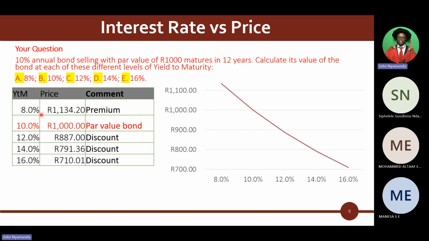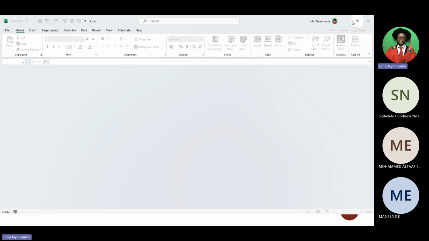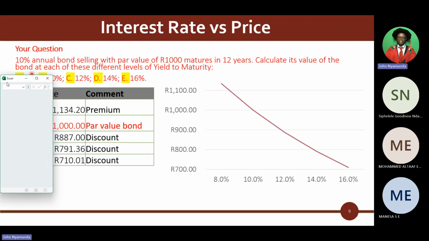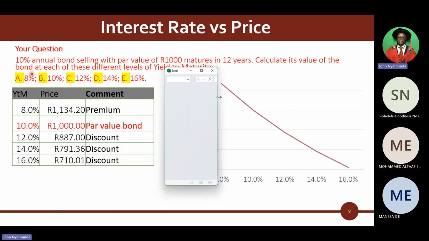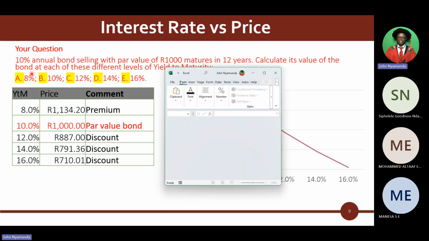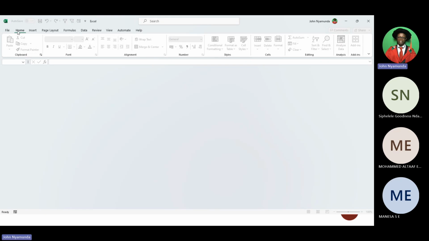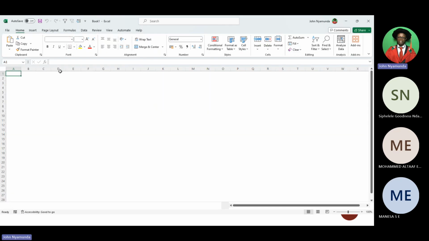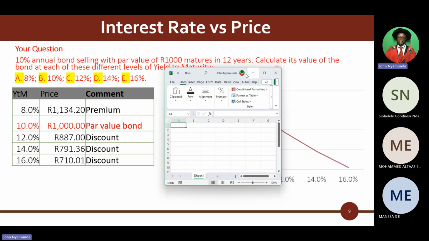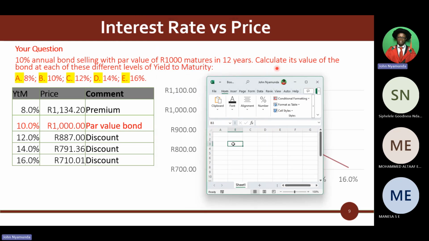Okay, let's do this thing quickly in Excel. Don't ask me a question. Can you use Excel in the exam? No, you can't. Use your calculator. But the calculator which I have here is the Excel. Okay, let me open a blank workbook. So we are saying it's a 10% annual bond, so it's paying a coupon of 100. So coupon 100, FV is 1000.